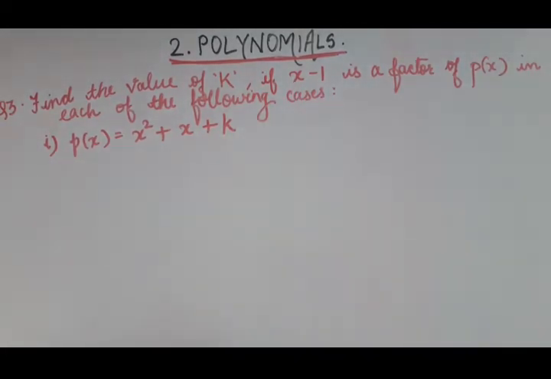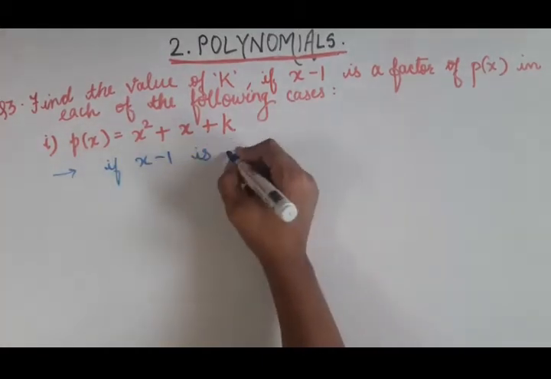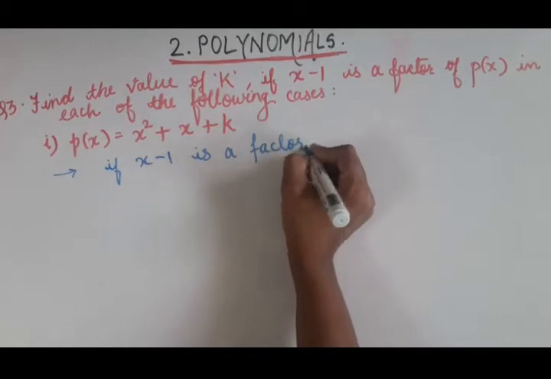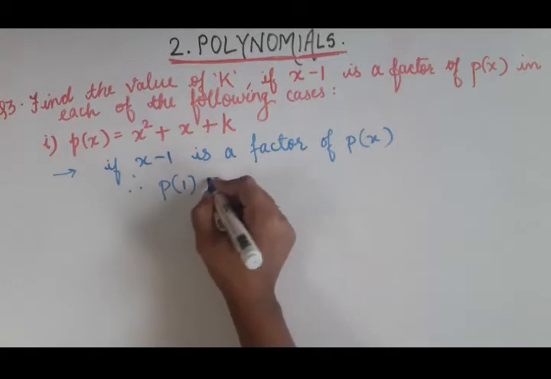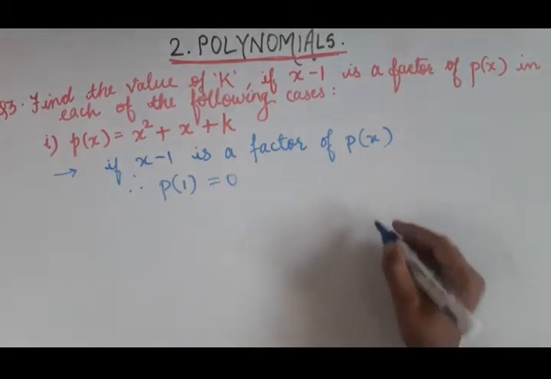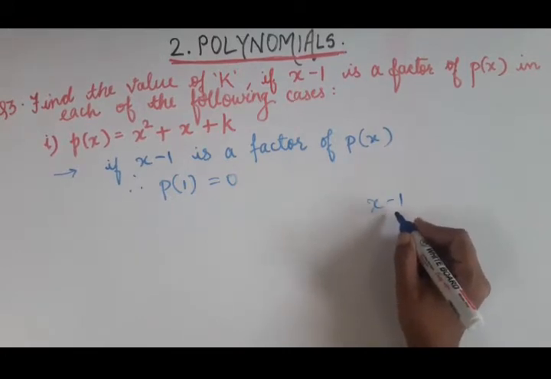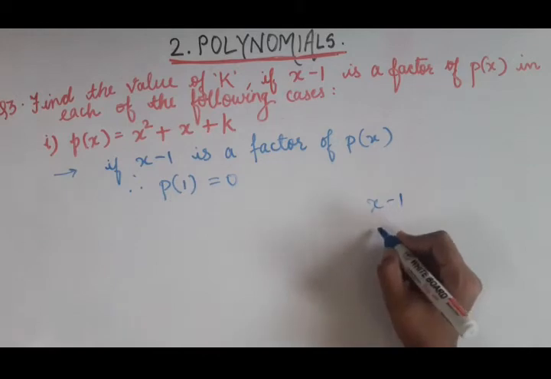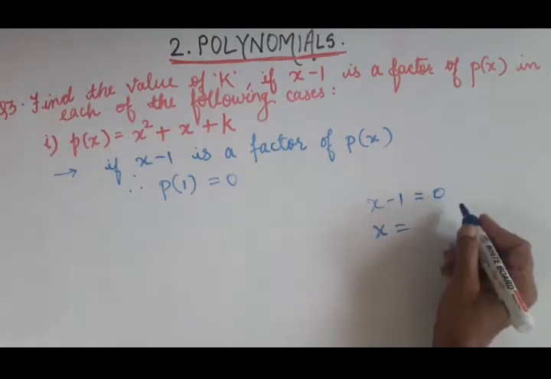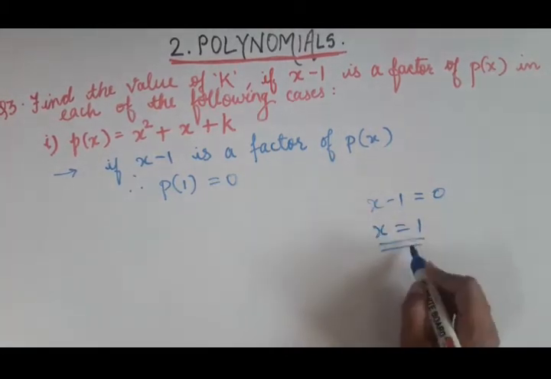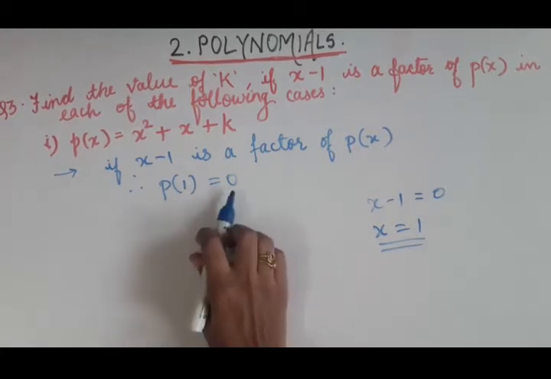Now we are going to use factor theorem for this. If x minus 1 is a factor of p of x, therefore p of 1 equal to 0. Now how did p of 1 equal to 0? See, if x minus 1 is a factor, then if we put the zero of this factor in the polynomial, we will get the remainder 0, right? So what will be the zero of this? Equate this with 0. So x minus 1 equals 0, after going that side it will be plus 1. So zero of x minus 1 is plus 1. So p of 1 is going to be 0.